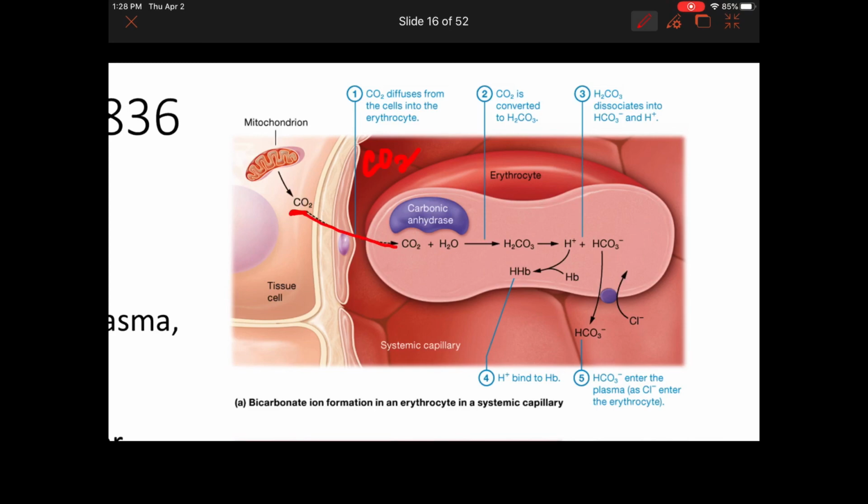However, most of the carbon dioxide can enter a red blood cell where it can combine with water to form this weak acid called carbonic acid. Some of those molecules are going to dissociate into hydrogen ion and bicarbonate ion. Now, some of the hydrogens are going to bind to hemoglobin.